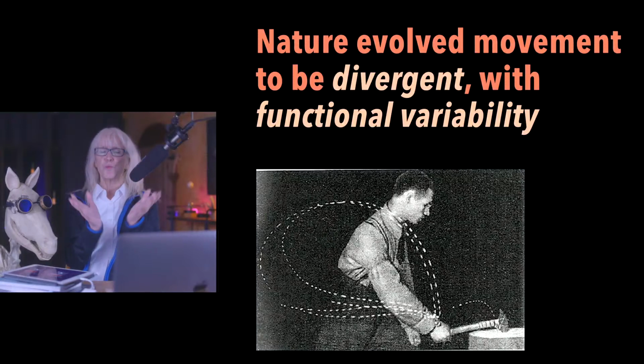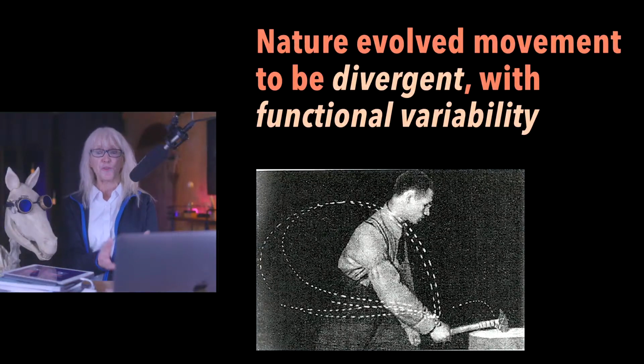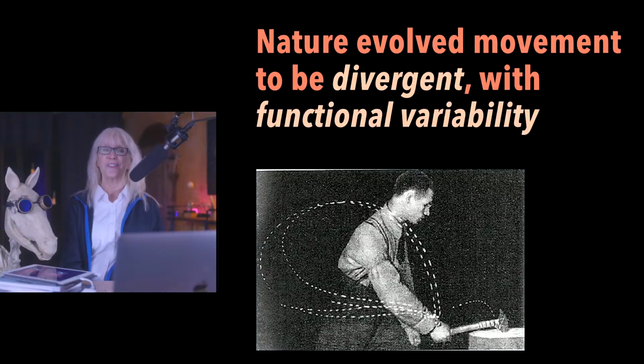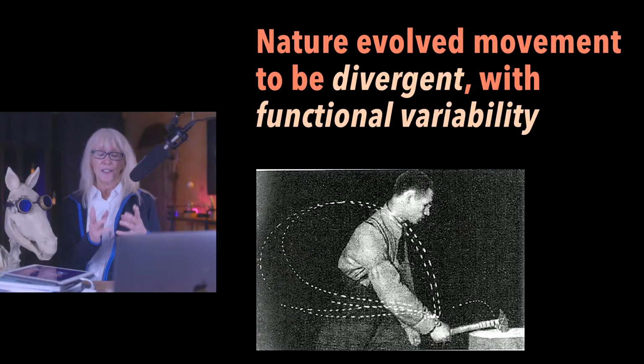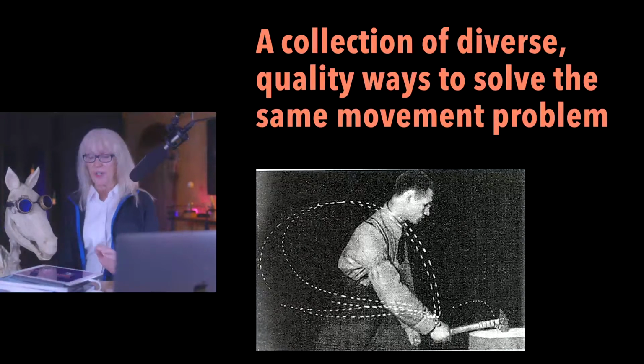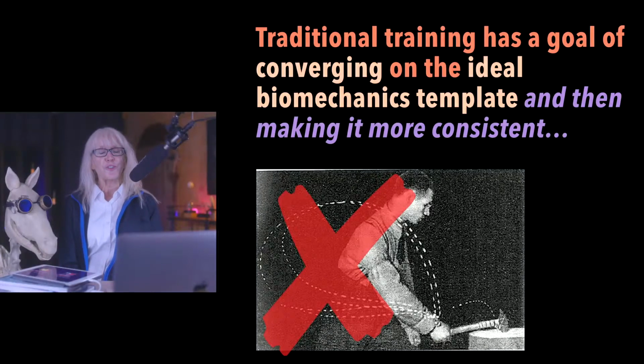It's within a range that's functional. And especially for human sports, right? There could be ways of moving with variability that change the physics so much, the person will never be able to generate the force to do the thing or whatever. So functional variability is within this range. And nature automatically builds a collection of diverse quality ways to solve the same movement problem. But traditional training is deliberately trying to stop that, trying to shut that down.